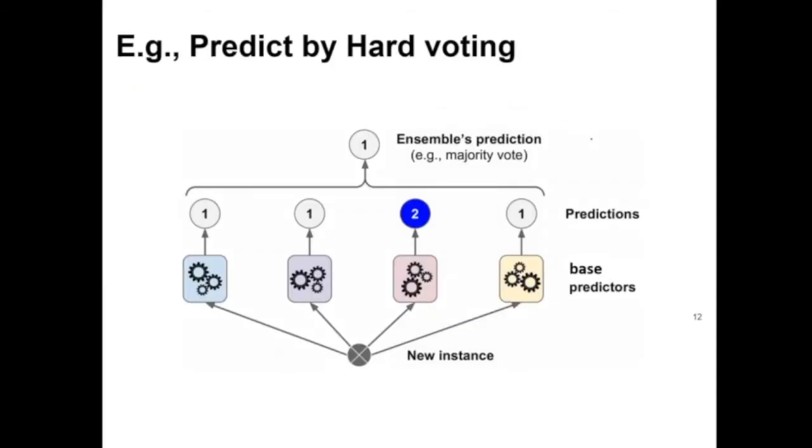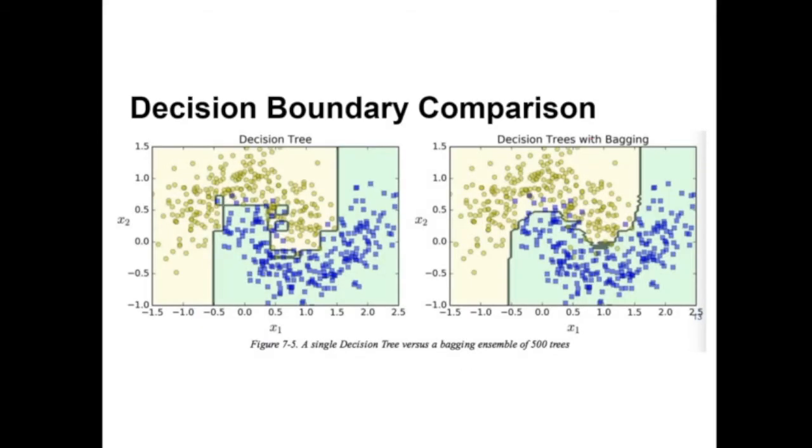So when you have new data, you just feed it into F1, F2, and so on. If the predictions are 1, 1, 2, 1, majority vote will give you 1. So this is majority voting. If you have B different decision trees, in the end it smooths out the decision boundaries.